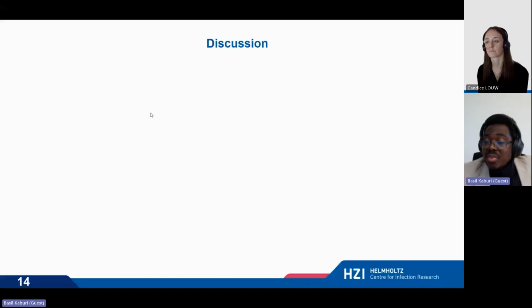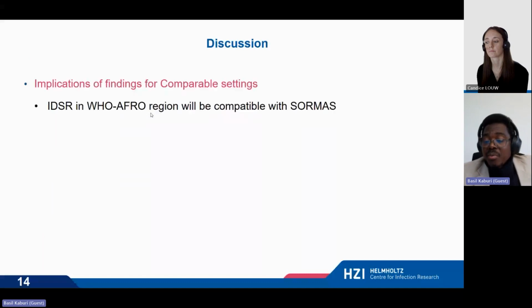And the implications of these findings are there for the country as well as similar settings, so that SORMAS is very compatible with the RDSR means that because the WHO Afro region is using the RDSR, they wouldn't have to do major adaptations in order to use SORMAS. So that is one good thing that SORMAS offers for the WHO Afro region.